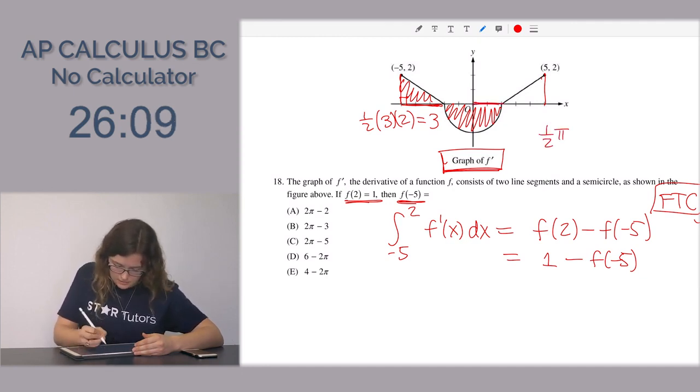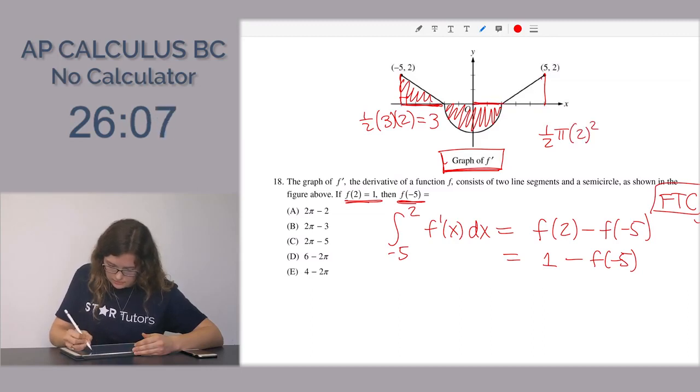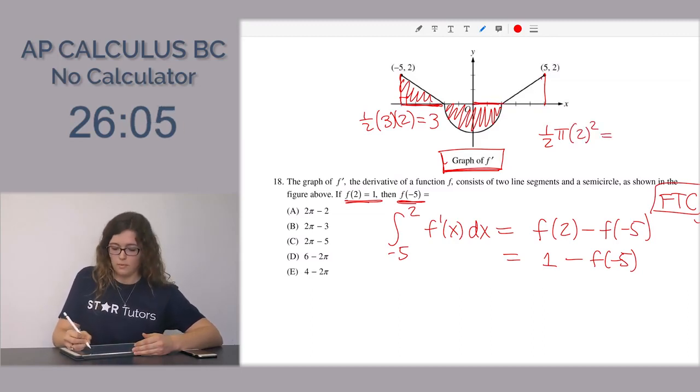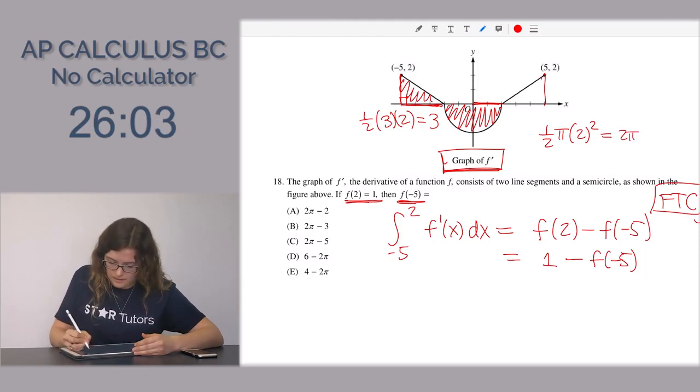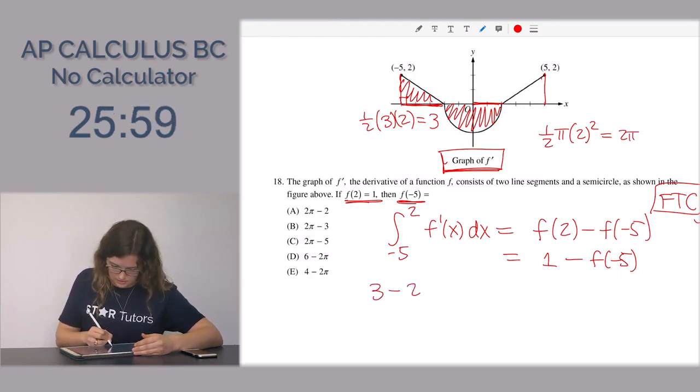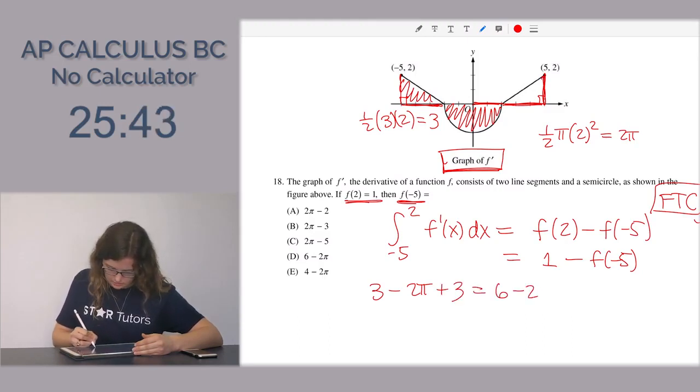My radius here is 2, so the semicircle area is 1/2 pi 2 squared. So this is 4 pi over 2, 2 pi. And I'm counting that as negative, so I've got my area so far as 3 minus 2 pi. And then the next triangle will be positive area again because it's above, and it looks like it's the same. This is 3, this is 2. So it is area 3, so I'm adding another 3. So I get 6 minus 2 pi for my area.